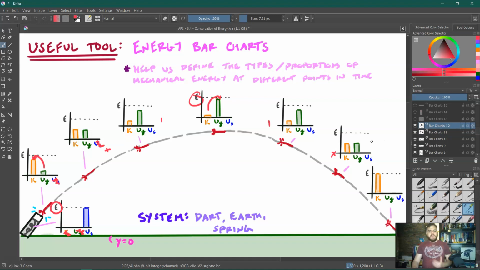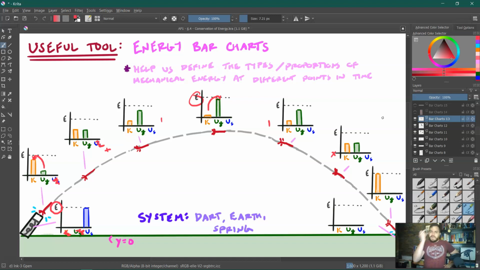And then lastly, what happens when it hits the ground? Let's say it gets stuck, it sticks into the ground. It's not moving, so there's no kinetic. There's no spring, so there's no elastic potential. It's at ground level, so there's no gravitational potential. So that means there's no mechanical energy at all. And how is that possible? Well, that's because the ground is acting as an external force on the dart.